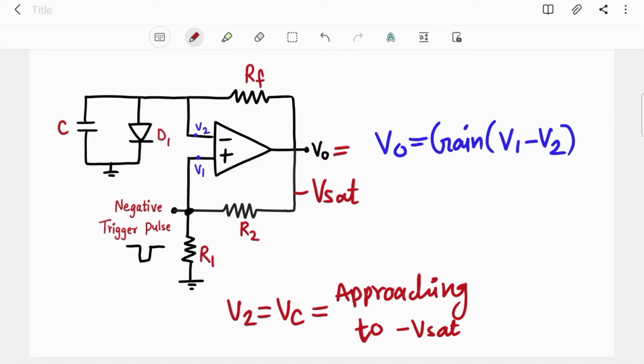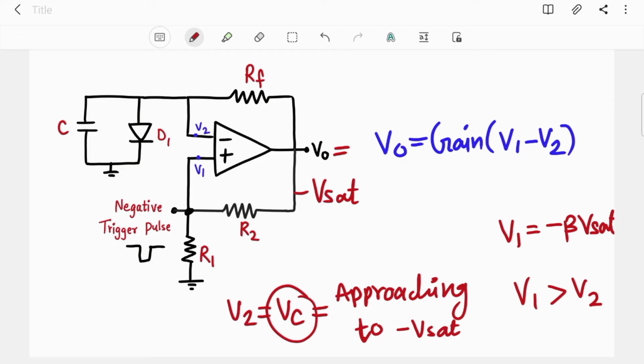Okay, and what is your V1 over here? V1 is nothing but beta VO, and now VO is minus Vsat. So V1 will be minus beta Vsat. Okay, so now both are negative. Now it is negative, that's why the output is minus Vsat. So to make this difference positive again, V1 should be greater than V2, meaning Vc should go below V1, which is minus beta Vsat, then this difference will turn positive again.